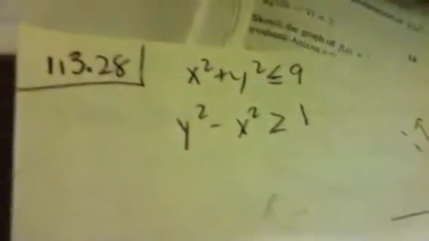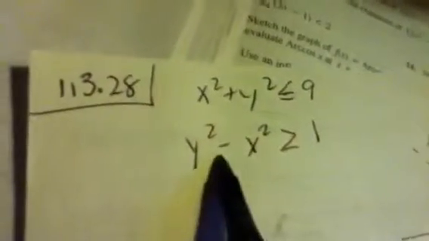Here's lesson 113, number 28. It wants me to graph these, and so I have inequalities, so there's going to be some shading. This looks like a circle with a center at the origin, with a radius of 3, because it's the square root of that. This one has a minus sign, so that means it's got to be a hyperbola, and it's set equal to 1 like that.